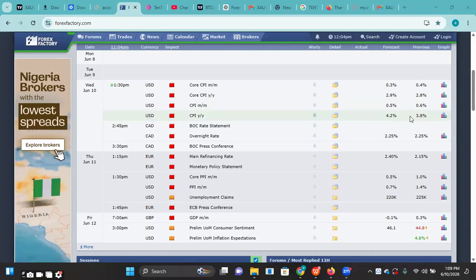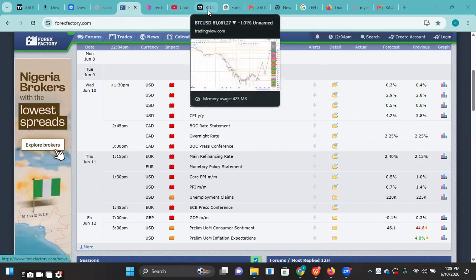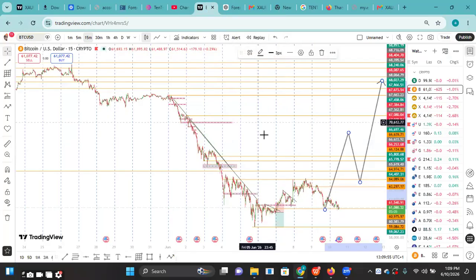And if it's strong, then for us who like to trade gold, what might we want to do? Sell. Now, with all of this being said, we need to also combine it with what? The technical analysis. All right.